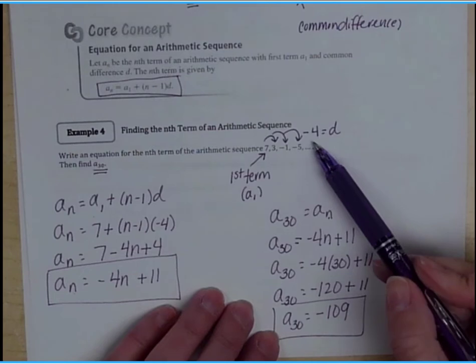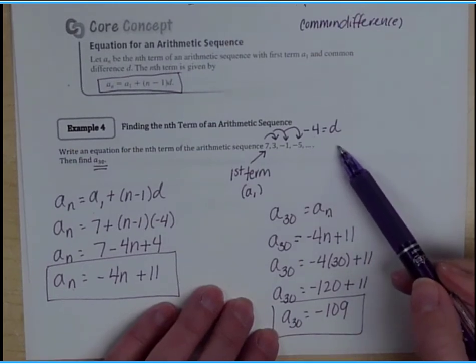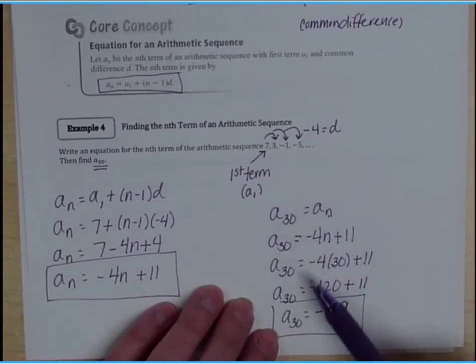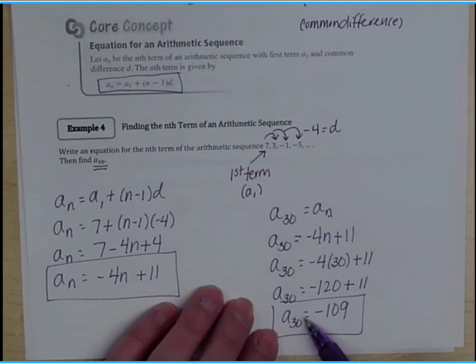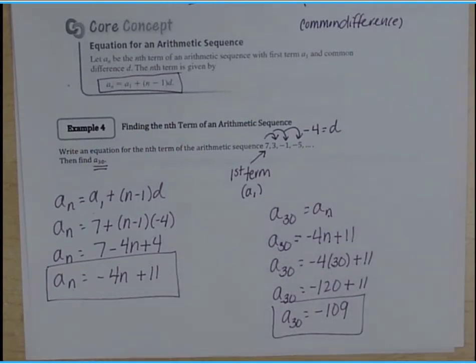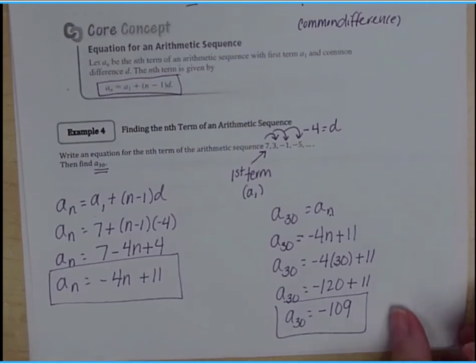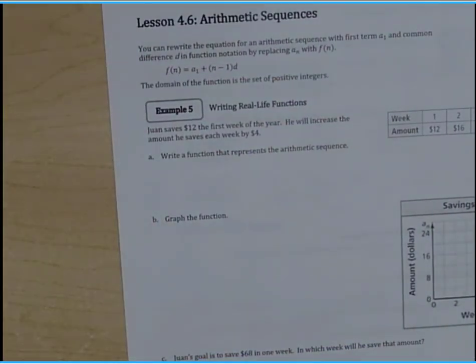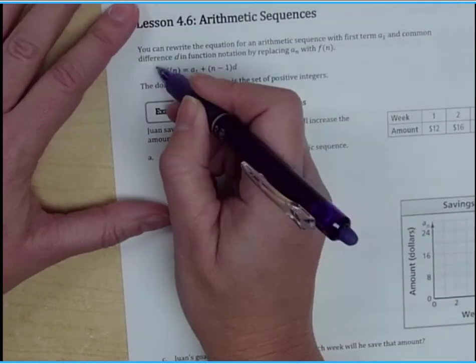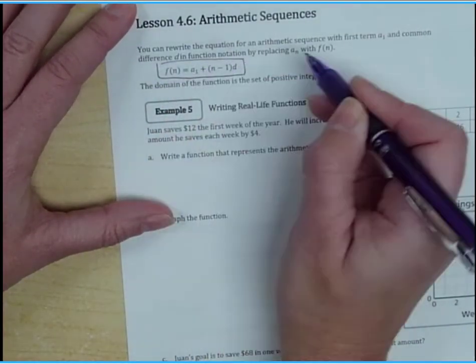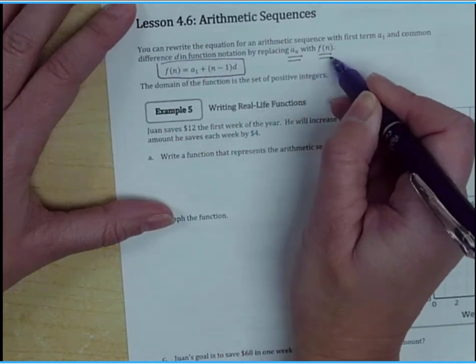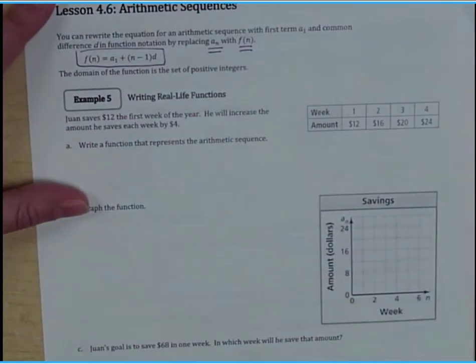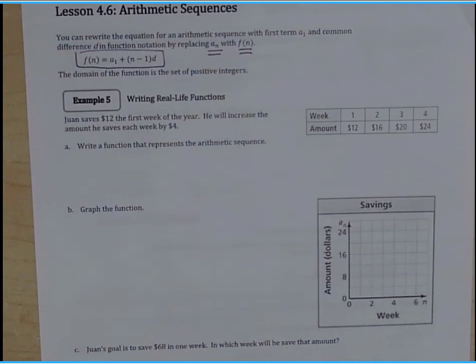Now, could I have subtracted negative 4 30 times? You bet I could. But if I wanted to find A of the 300th term, that's an awful lot of work just to get to that one. All right, so let's take a look then at our last example, writing real-life functions. Now, if you noticed, I used the word function just a minute ago. All we're doing is replacing A of n with f of n. So let's take a look.